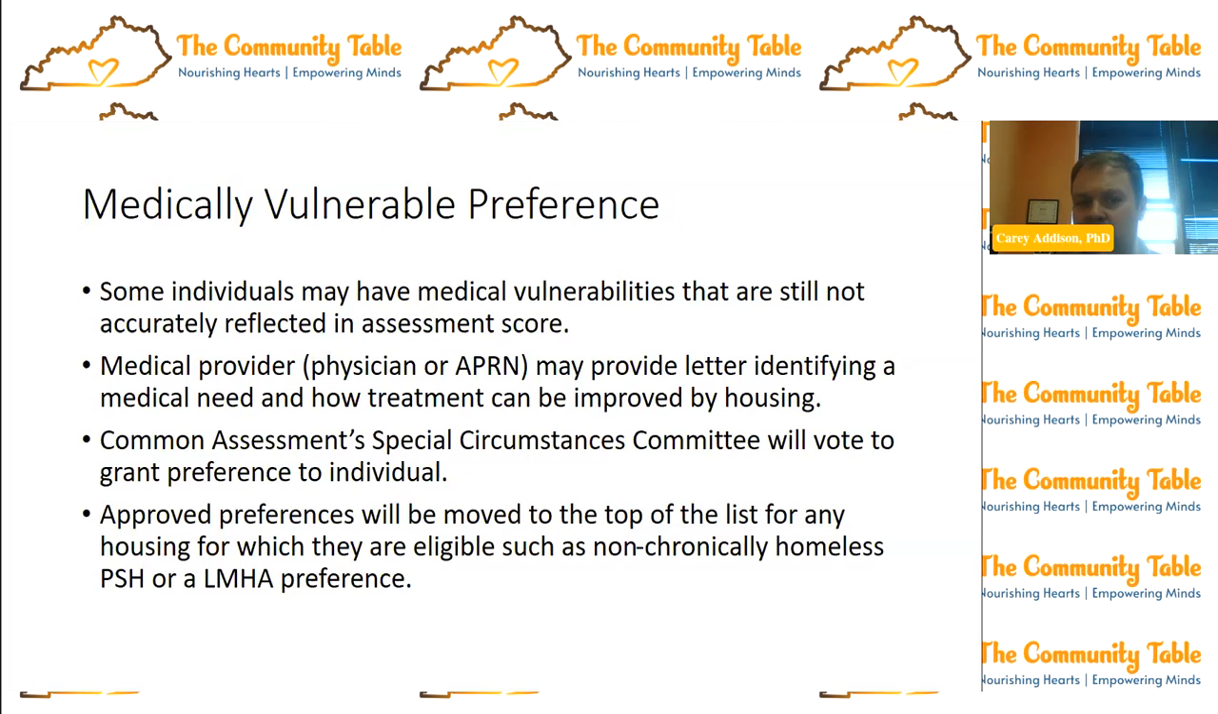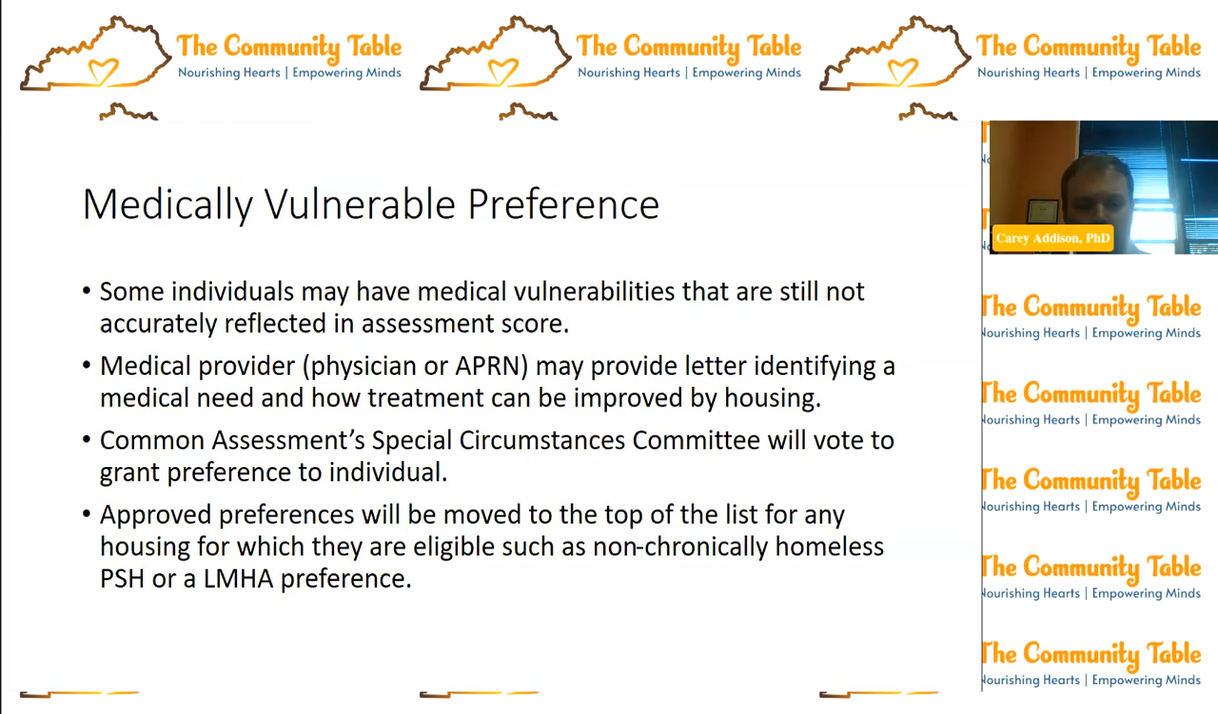And then that provider can submit the letter to Common Assessment. And we have a subcommittee called Special Circumstances Committee who reviews declined referrals and other special situations that will review that letter and vote on whether that preference is legitimate. And if they approve that, basically that individual moves to the top of the list for any housing that they're eligible for. So if they're not chronically homeless, they're still not going to get a chronic opening. But for any non-chronic spots or anything else they're eligible for, they would be able to get a move to the top of the list for that.